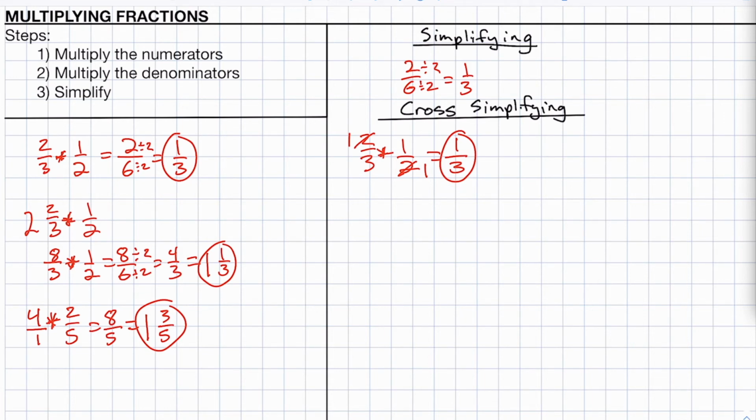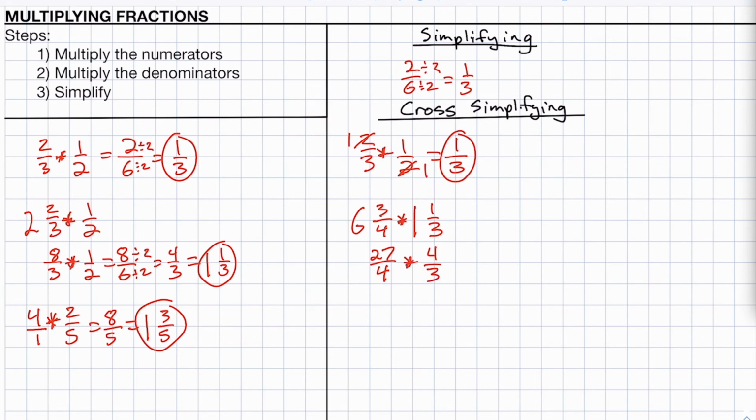So you might look at this and think, oh, that didn't really save much time. And you would be correct in saying that. So let's look at an example where maybe it would save a little bit of time. So let's say I had something like 6 3/4, and I was multiplying by 1 1/3. So again, if you're multiplying mixed numbers, we're going to turn them both into improper fractions. 6 times 4 is 24, plus 3 gives me 27/4. 1 times 3 is 3, plus 1 is 4/3.